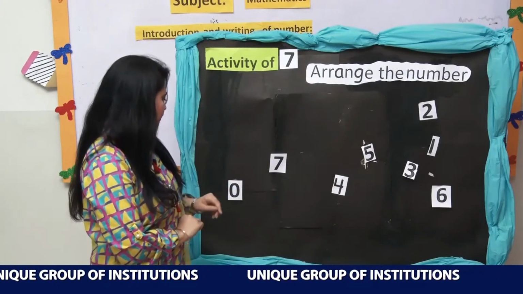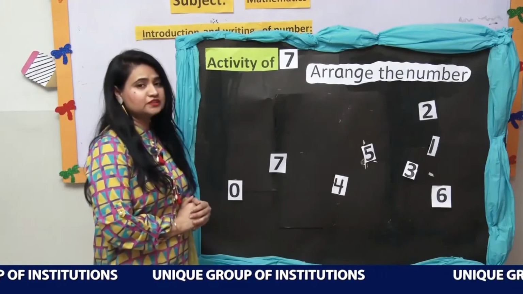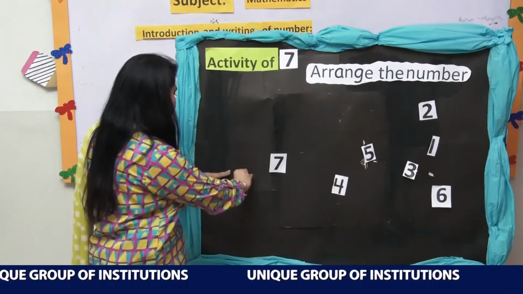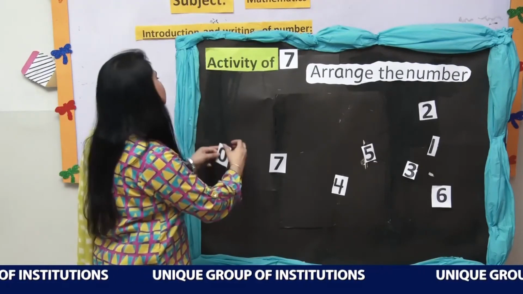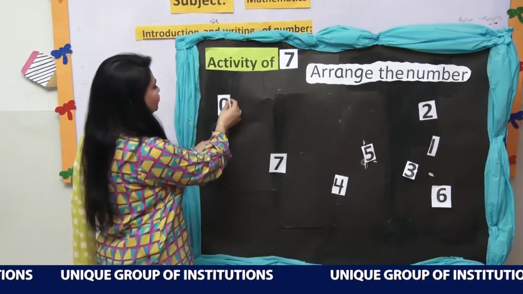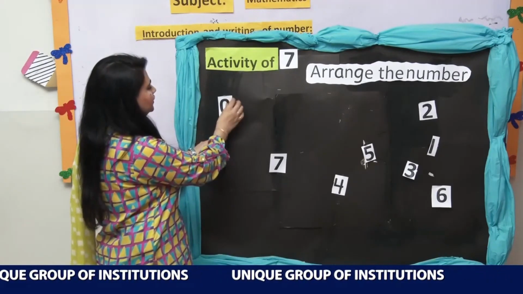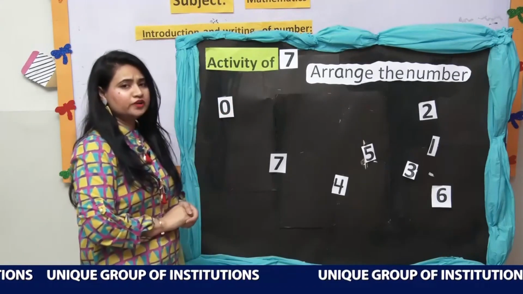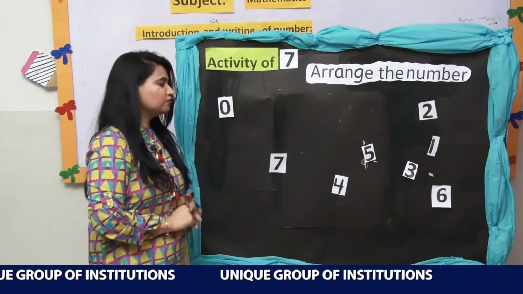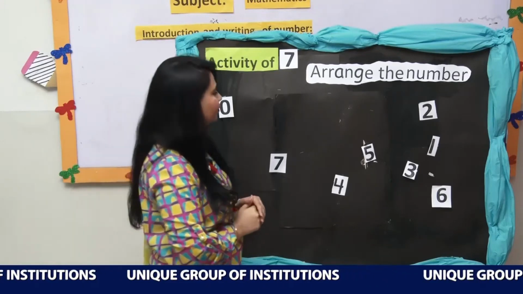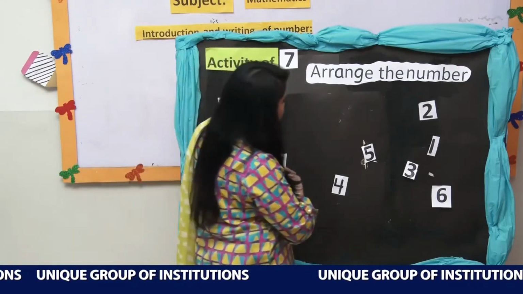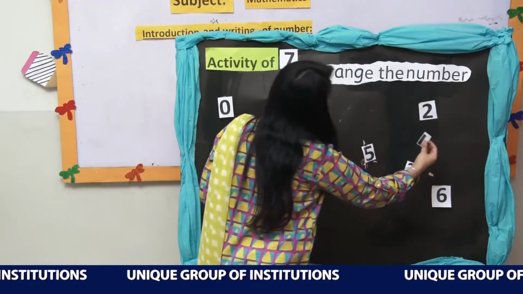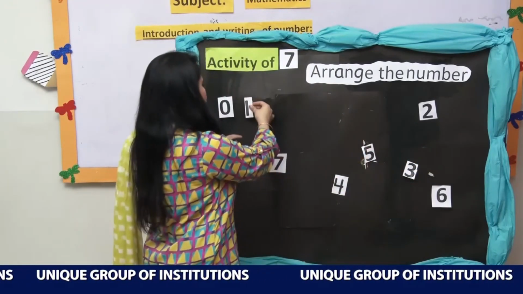First of all, we have to paste number 0. What is the first number? Actually 0 means nothing. I have told you already, 0 means nothing. First we will paste 0. What comes after 0? 1. Yes, you are right. Where is number 1? Let's find it. Yes, here. This is number 1. Now we will paste it here.